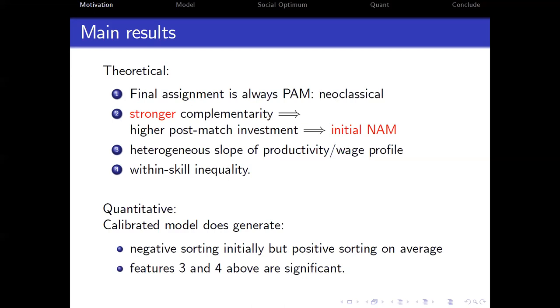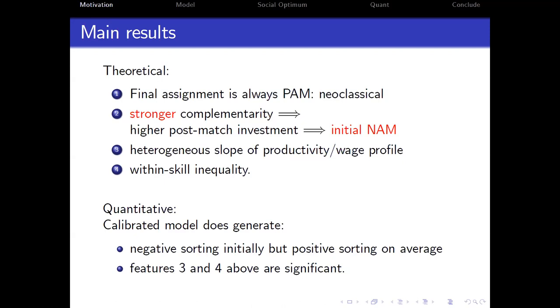If you really push the complementarity to be very strong, think of yourself as the social planner. You would say, I'm going to be able to accumulate the capital anyway, so why should I insist the matching be PAM to start with? I should actually go NAM. I do all the investment later. I get these people hired as fast as possible. So strong complementarity is more likely going to lead to negative sorting initially. You put this initial negative sorting together with the final PAM, and it implies that workers' wage profiles are going to have heterogeneous slopes. The high skilled are going to have a much steeper slope.